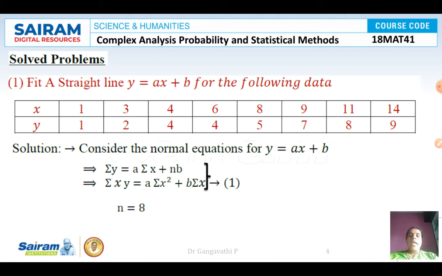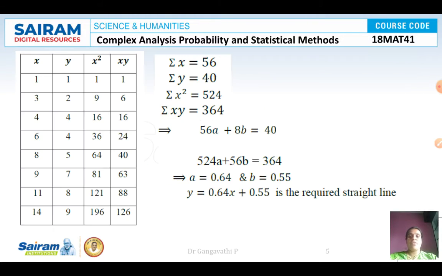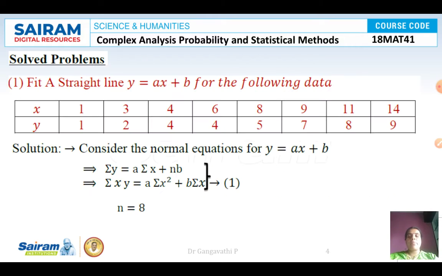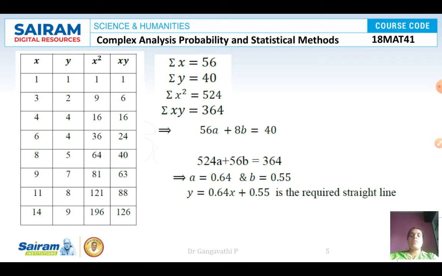And here n is equal to 8. The 8 values of x has been given. Similarly, 8 values of y has been given for us. So let us construct a table which fulfills our requirement. What are the requirements? We need sum of values of y, we need sum of values of x, and we need sum xy, sum x square. So let us formulate a table which fulfills all the requirement.